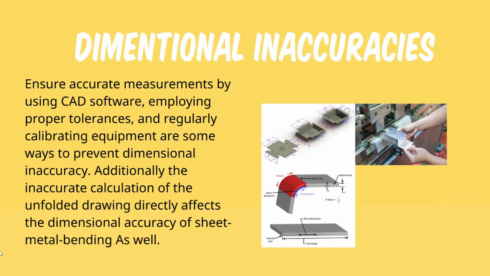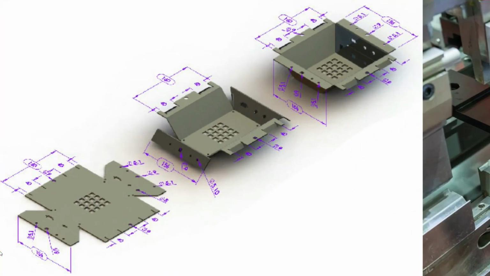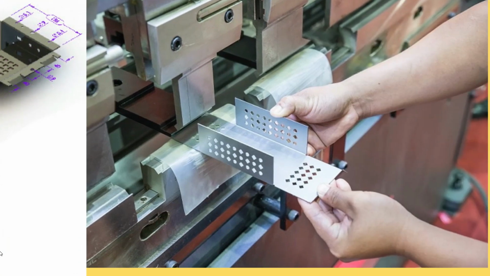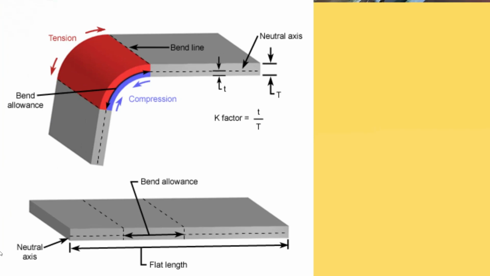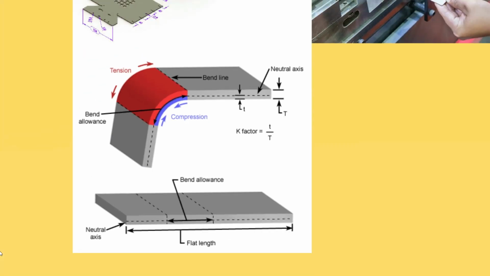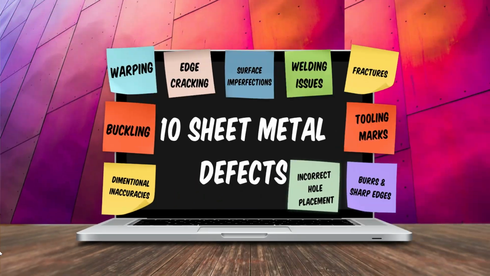1. Dimensional inaccuracies. The main problem during the forming process is the influence on the dimensional accuracy resulting from the machines and the spring-back effects of the workpiece. Ensure accurate measurements by using CAD software, employing proper tolerances, and regularly calibrating equipment are some ways to prevent dimensional inaccuracy. Additionally, the inaccurate calculation of the unfolded drawing directly affects the dimensional accuracy of sheet metal bending as well.